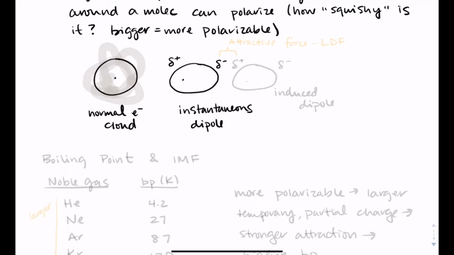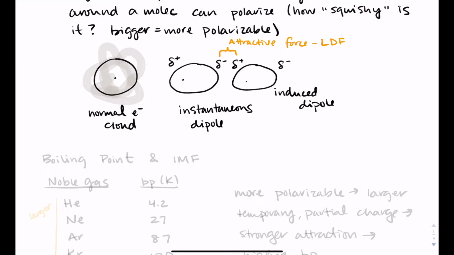Now you have a partial negative and a partial positive that can attract each other. So this is an intermolecular force. It's between two molecules, or even two atoms, really, but between things in a sample that are not bonded to each other. We can look at trends with all of these, and we will.